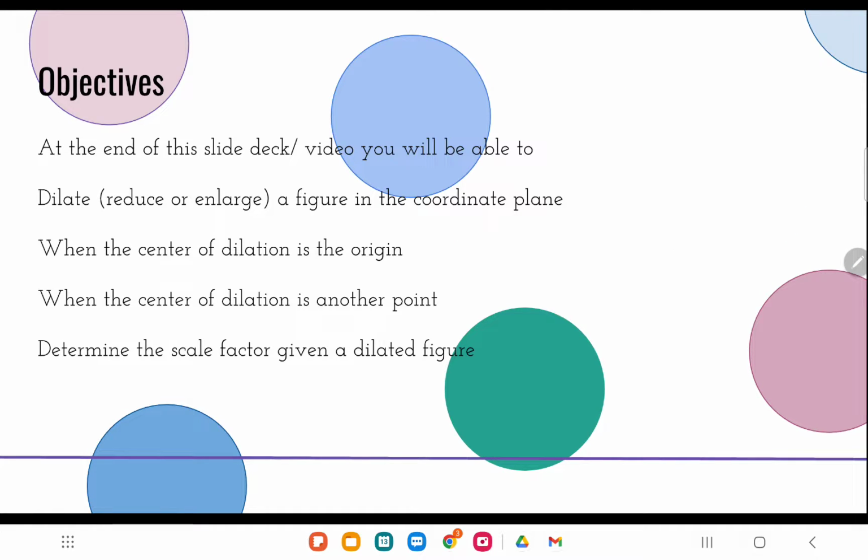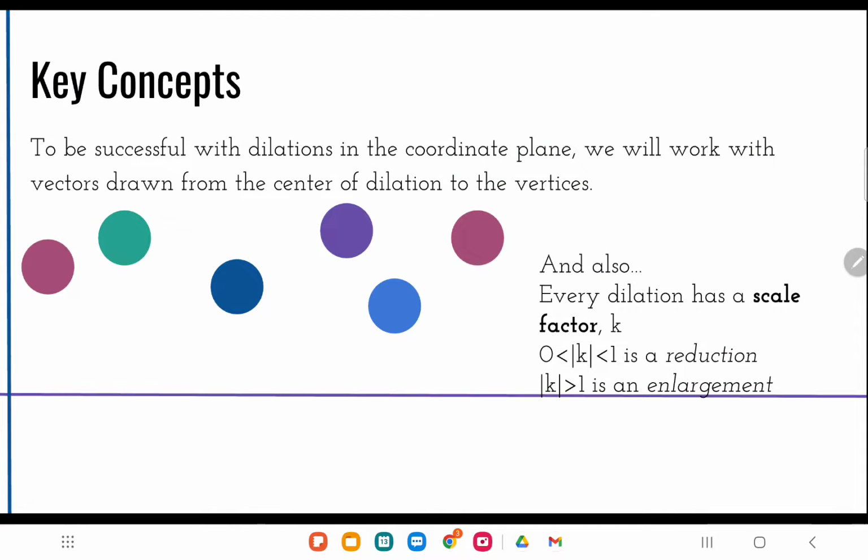At the end of this slide deck video, you will be able to dilate, that is, reduce or enlarge a figure in the coordinate plane when the center of dilation is the origin, when the center of dilation is another point, and you will also be able to determine the scale factor given a dilated figure. To be successful with dilations in the coordinate plane, we will work with vectors that are drawn from the center of dilation to the vertices.